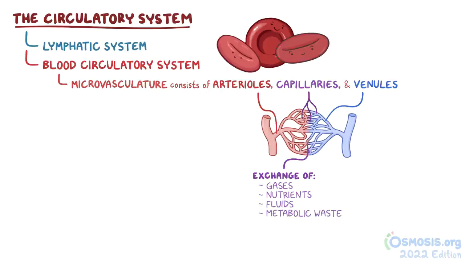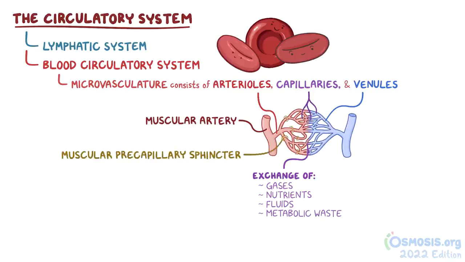The arterioles are continuations of the small muscular arteries that can constrict in order to control the amount of blood that flows into the capillary beds. There are also muscular sphincters between the arterioles and capillaries called precapillary sphincters that also help control how much blood flows to the capillary beds.